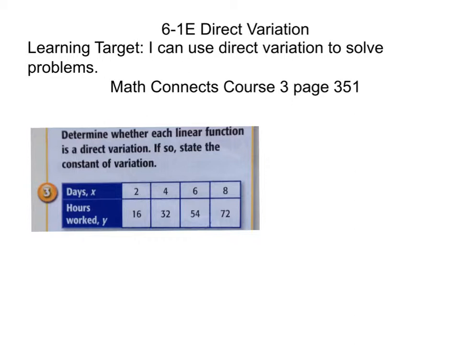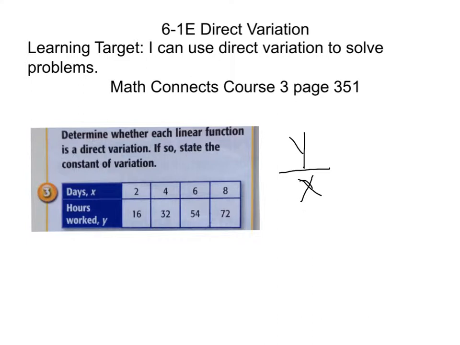Now, direct variation, by definition in your book on page 352, states: a direct variation is a relationship in which the ratio of y to x is a constant k. So we say that y varies directly with x. For figuring out if this linear function is a direct variation, we already know it's going to make a line. We're going to look at y varying directly with x. So that's y over x.